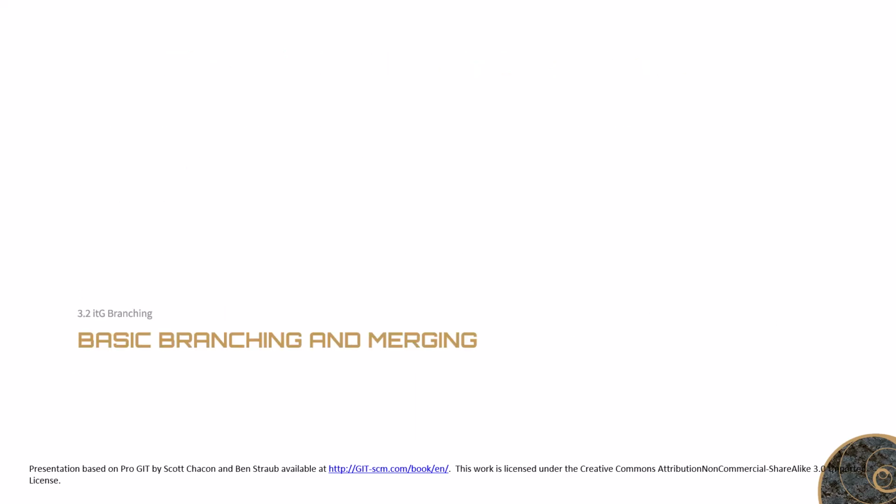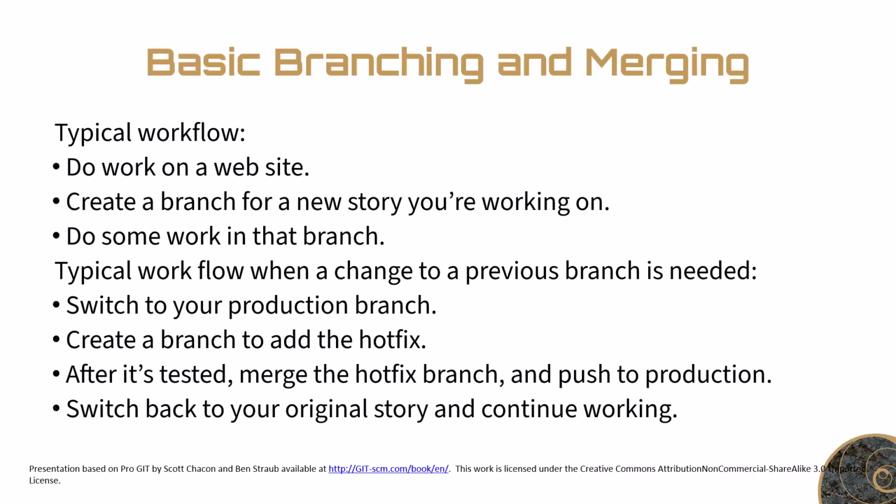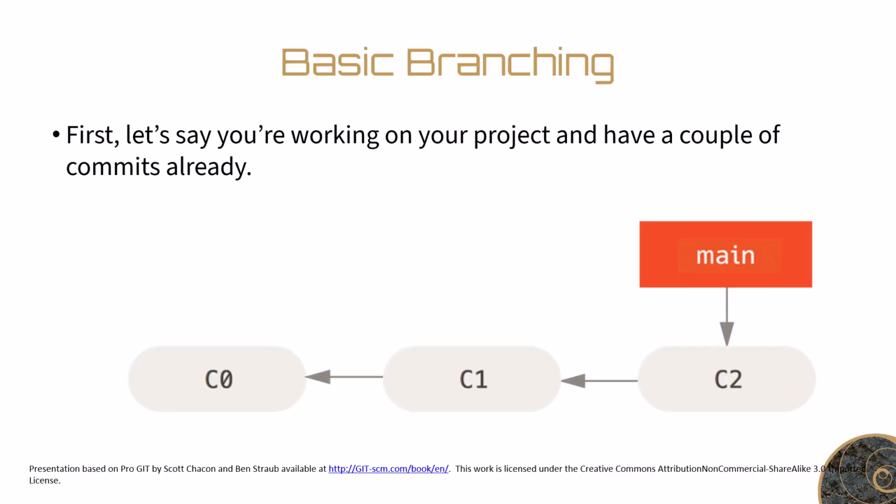So we did some branching here, but the next thing is we need to add merging. So your typical workflow is you do work on a website, you create a branch for a new story you're working on, you do some work in that branch, and then when you need to change a previous branch, you switch to your production branch, create a branch, add a hotfix, for example, and then after it's tested, you merge those branches into the main production line. And you switch back and forth between branches, so you're constantly switching branches and merging.